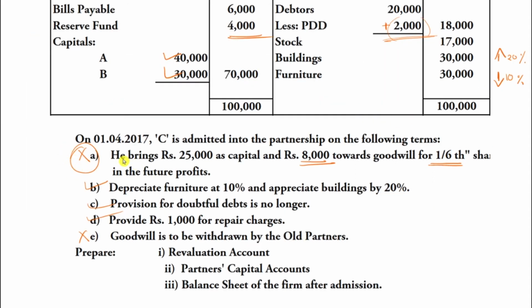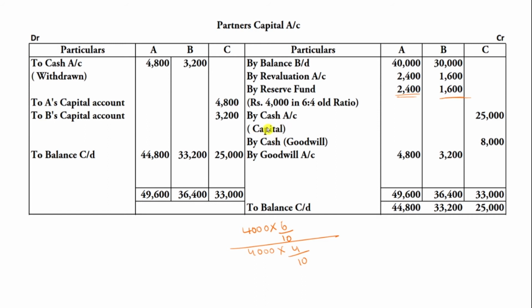Next, we need to pass this entry. So C is bringing 25,000 as capital and 8,000 as goodwill in the form of cash, or we'll consider it as cash. Nothing is said here. Write by cash, in the bracket write capital, 25,000, and that's the new capital brought by C. You can write capital of C. Next we have to write for the goodwill. So write by cash, in the bracket goodwill. This is all as per accounting standard 26. So write 8,000 rupees as cash.